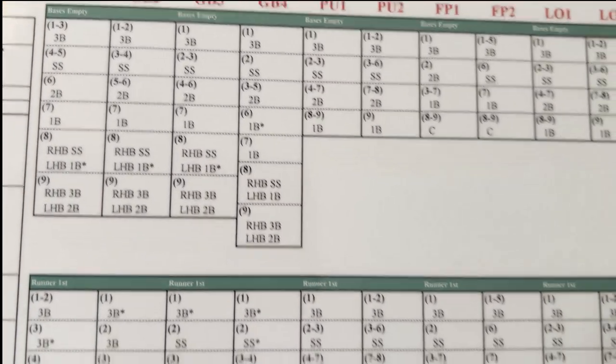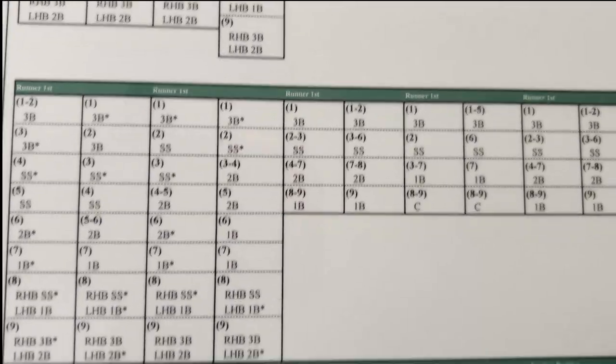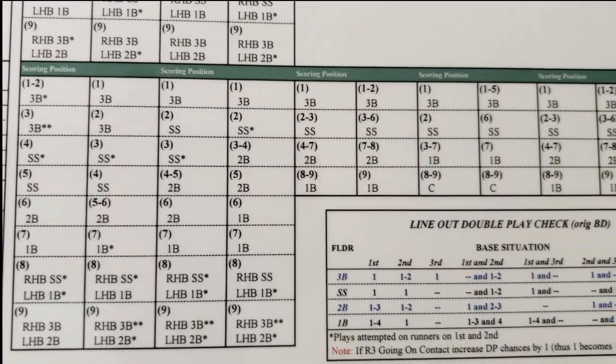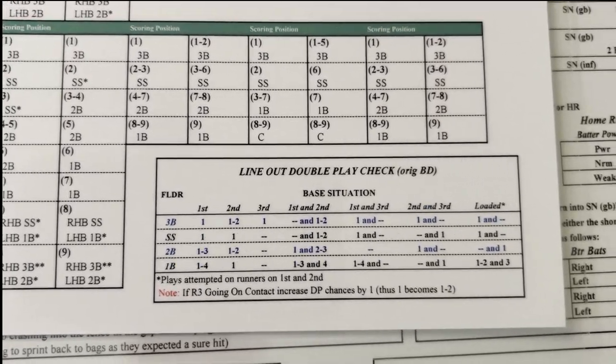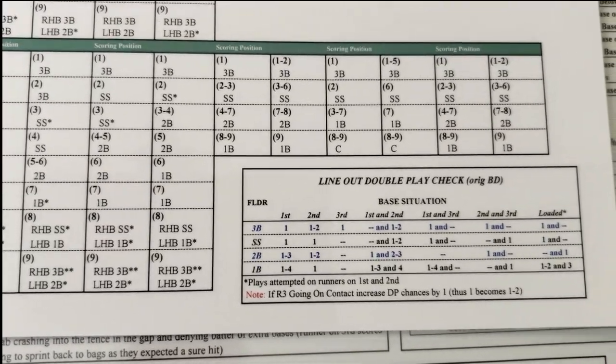Again, you can see situations with bases empty, runner on first, runners in scoring position, and then double play checks on lineouts. And again, most of this stuff is on the flip cards if you use those.